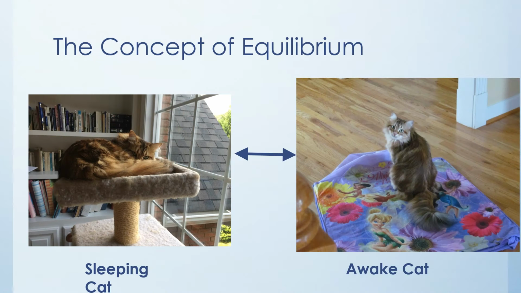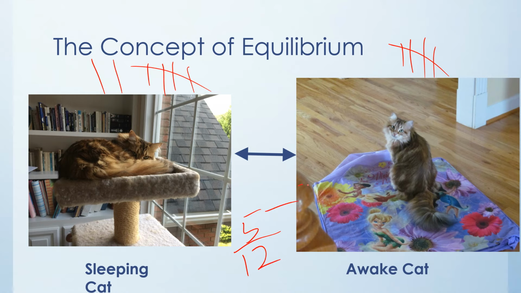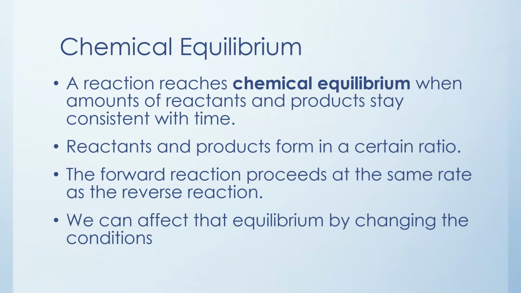All right, so this is similar to what my cat does. The cat can be awake or the cat can be asleep, and if I were just walking around and made a little hash mark every time I saw the cat doing one thing or the other, I could keep track of his equilibrium. Maybe he's awake, he's not awake that often. Maybe he's awake 5 out of every 12 times I see him. So 5 of the 12 times he's awake, and 7 out of 12 times he's asleep. So that would be sort of the ratio of his equilibrium. So that's what we're talking about with chemical equilibrium. Chemical equilibrium is the amount of reactants and products. They stay consistent with time, so that when one goes one way, the other goes the other way.